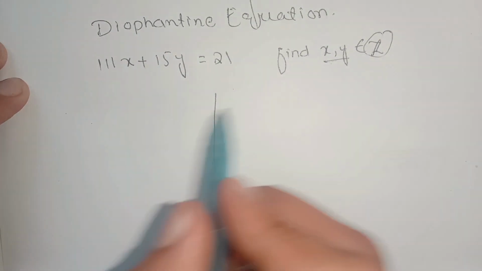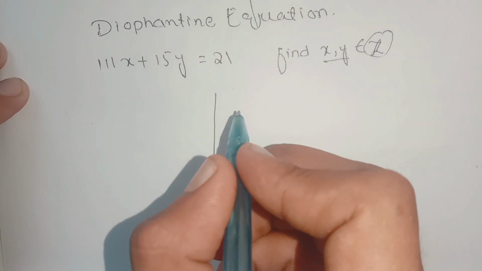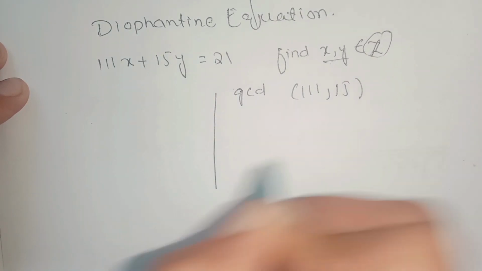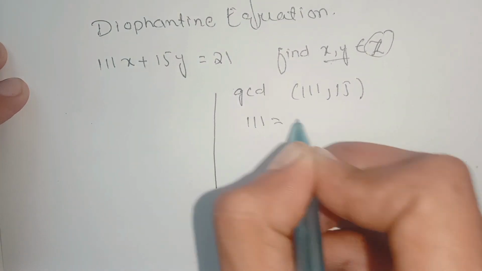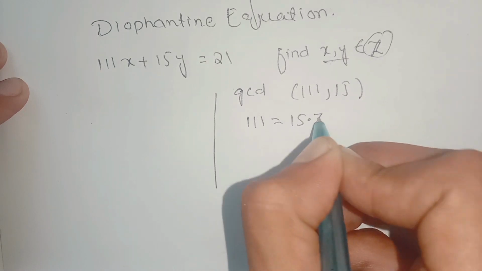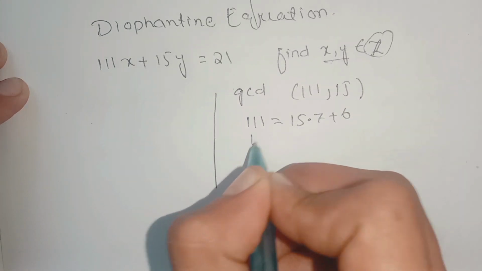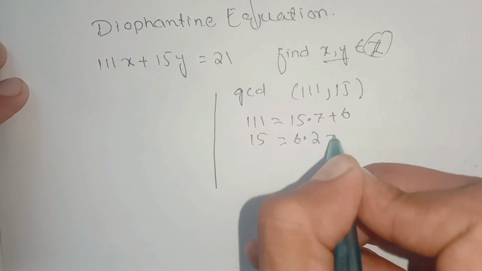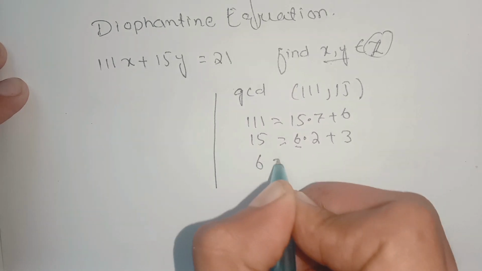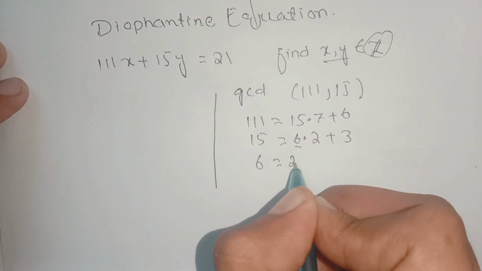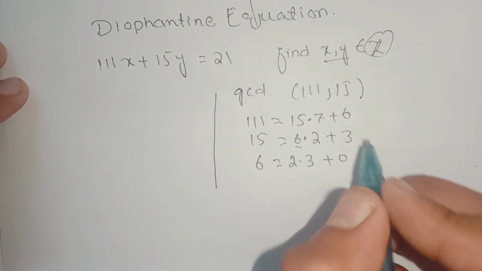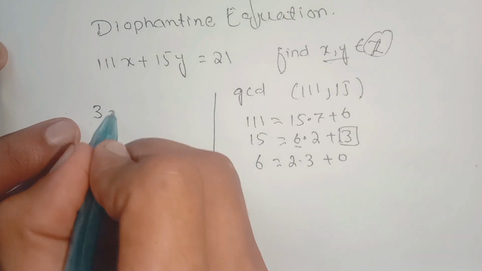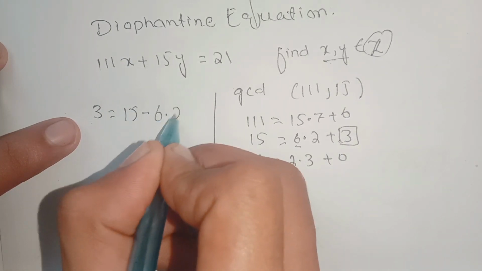To find the value of x and y in integers, first we apply the Euclidean algorithm to find the GCD of 111 and 15. So we have 111 equal to 15 times 7 plus 6, and 15 is again equal to 6 times 2 plus 3, and here we have 6 equal to 2 times 3 plus 0. So from here we have 3 as the GCD, and we can write 3 as 15 minus 6 times 2.